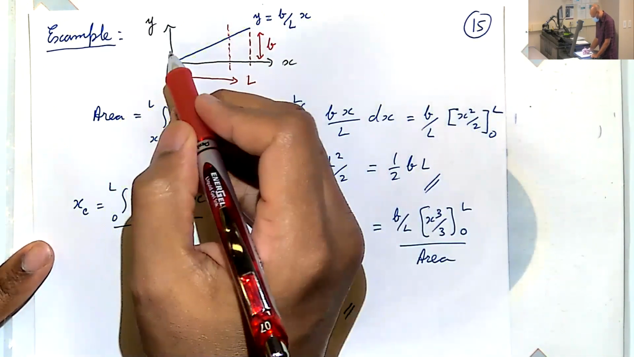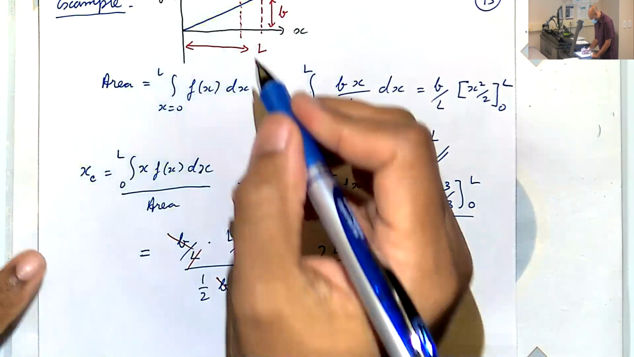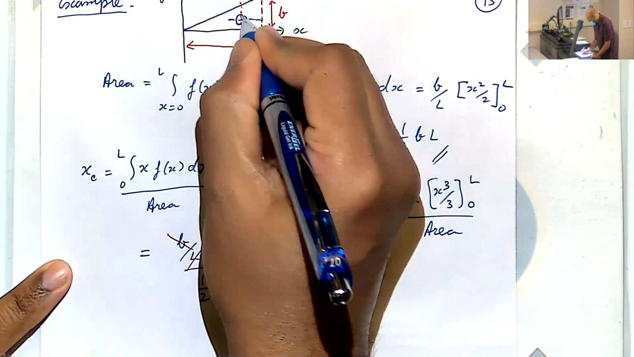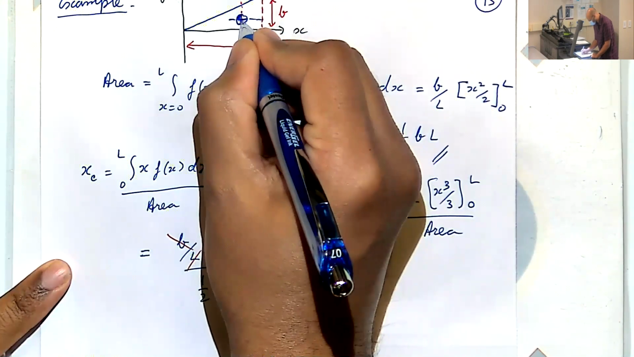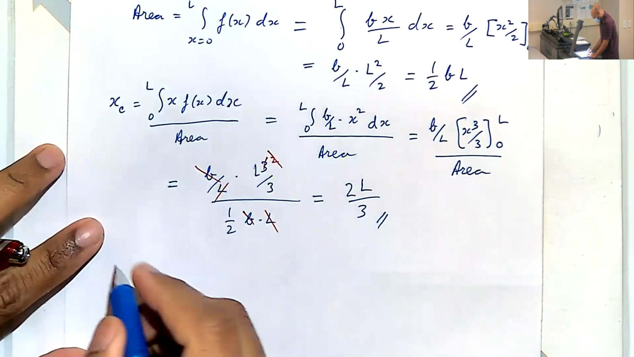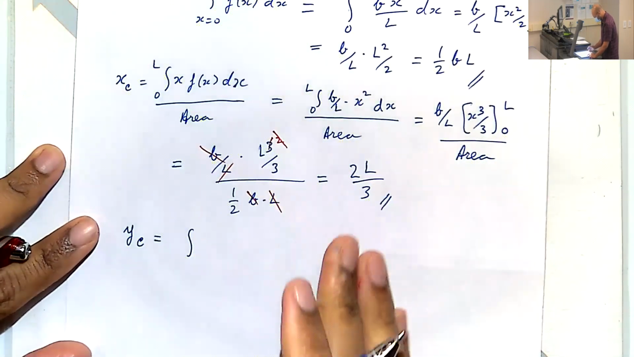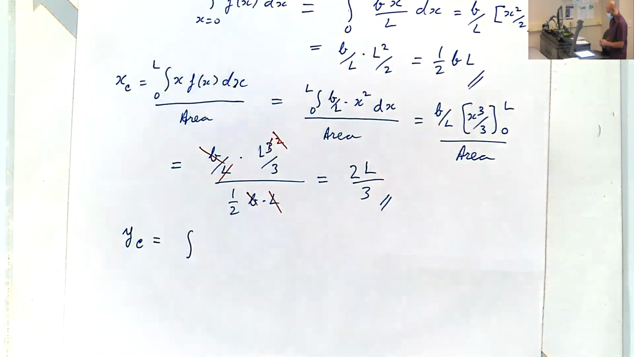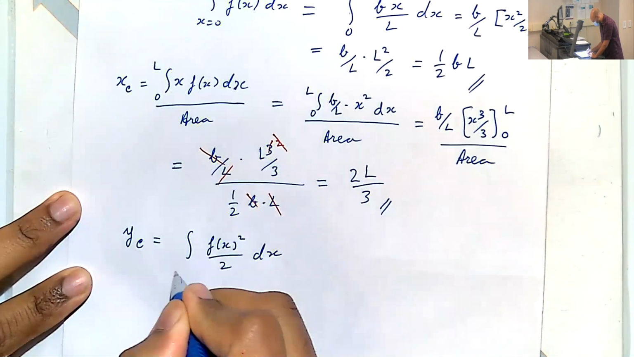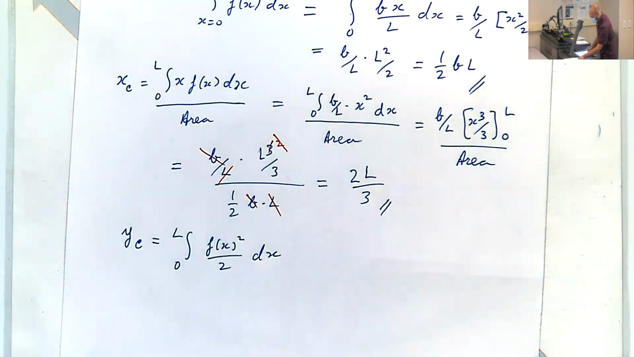We would do the same for the y. It turns out it'll be b over 3. So that's where our centroid will lie. And again, we can very quickly compute this. So yc is the integral of f of x squared over 2 dx from 0 to L. Remember, when you compute yc, it becomes f of x squared over 2. Let me go back 1 second.